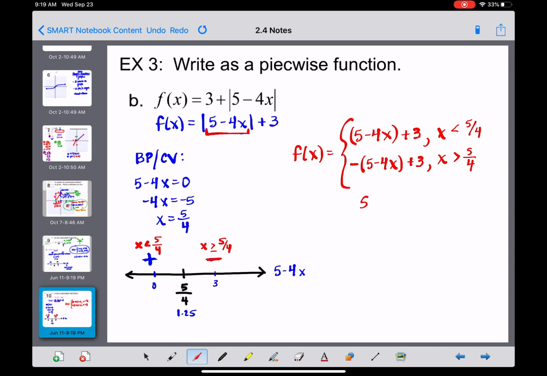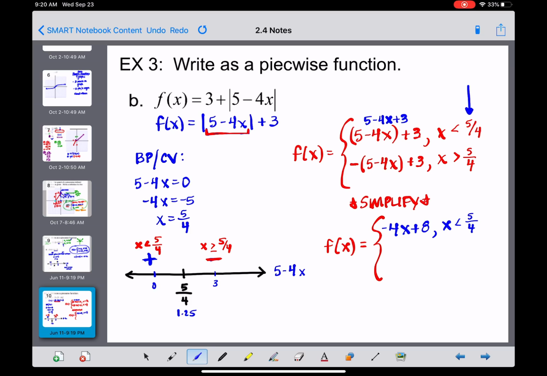So you are going to have to simplify that. It's just a matter of distributing and combining like terms. Don't forget the equal sign. For some reason, we always forget the equal sign. That's like y equals. So you can rewrite it, but again, 5 minus 4x doesn't have to be in parentheses there, plus 3. So 8 minus 4x, or you could say negative 4x plus 8, doesn't matter, whenever x is less than 5/4. Again, this restriction is coming from this breakpoint critical value.